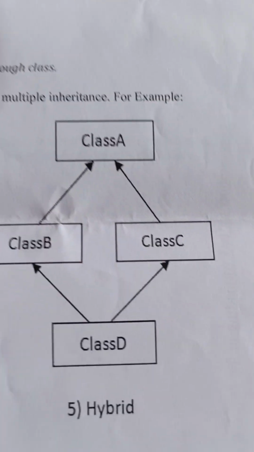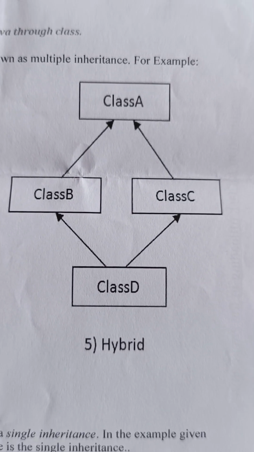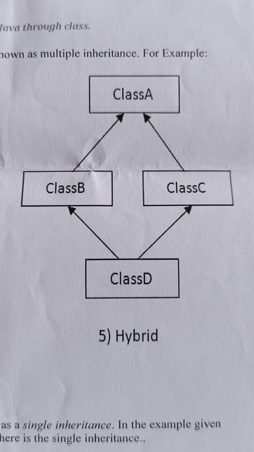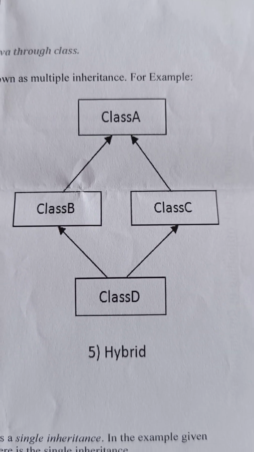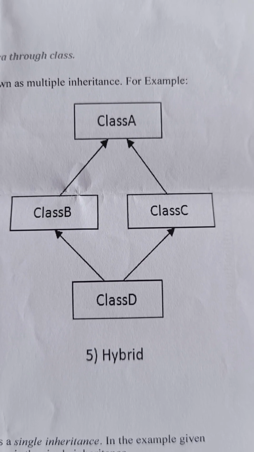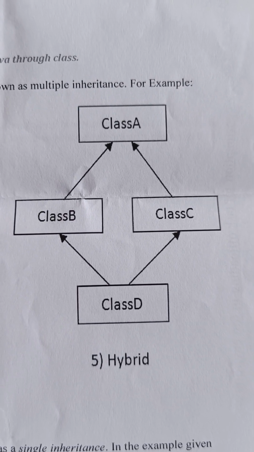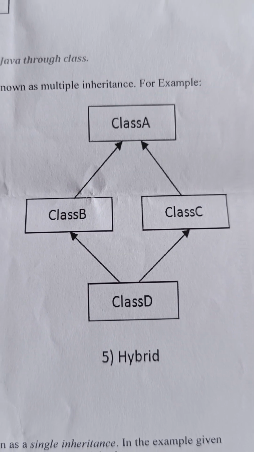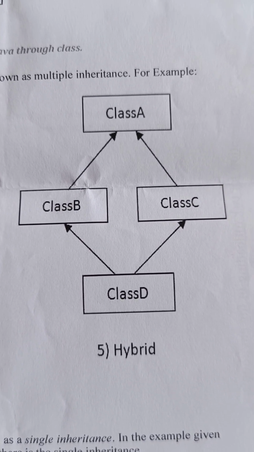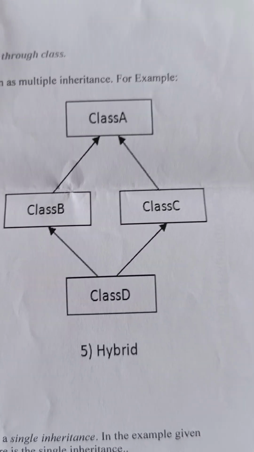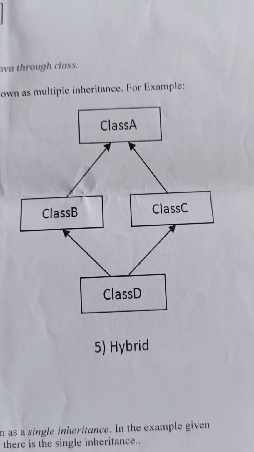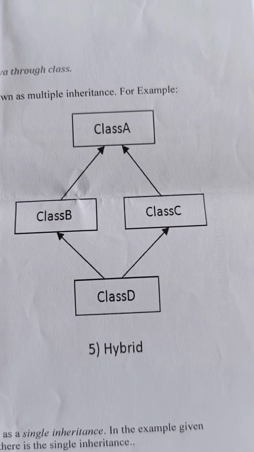The next one is hybrid. Hybrid is nothing but a combination of two or more inheritances, whether it may be single and multi-level, or multi-level and hierarchical. Likewise, any combination of two or more inheritances we call hybrid. Simple. These are some basics about inheritance and its types. Then next we will see some examples for inheritance.